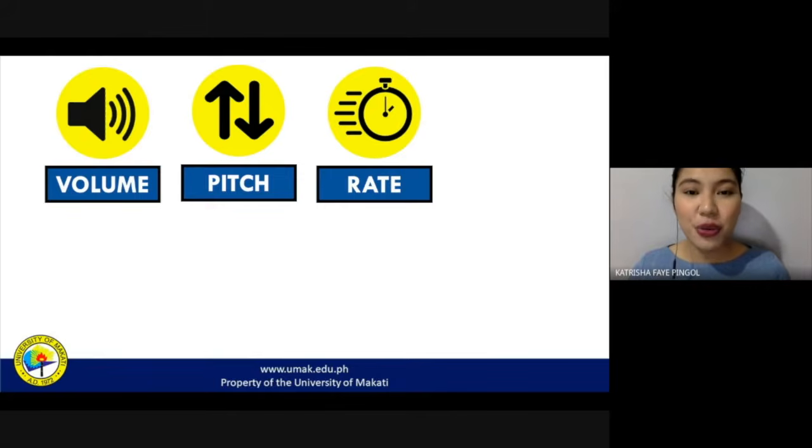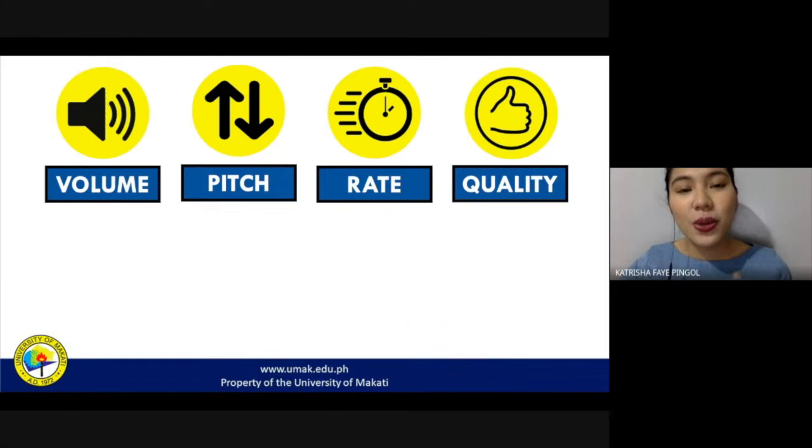Next, we have rate. Rate simply refers to how fast or how slow we are delivering our message. It really would depend on who you are talking to, or the message that you are sending. So the rate, once again, is how fast or how slow you are delivering the words, delivering the message, how fast or how slow you are talking.